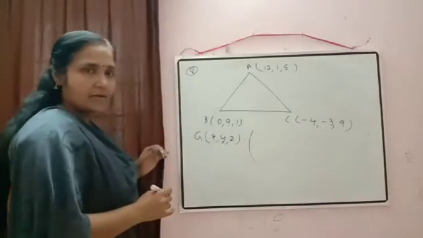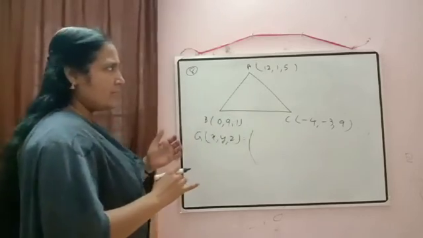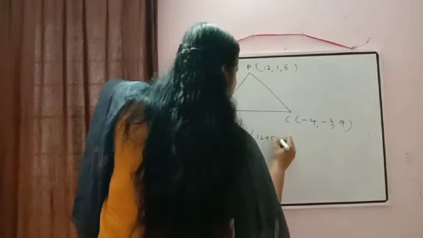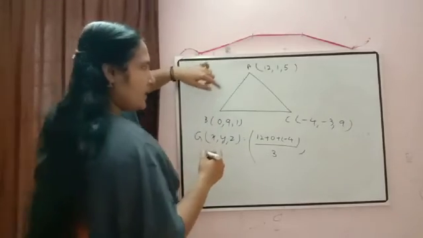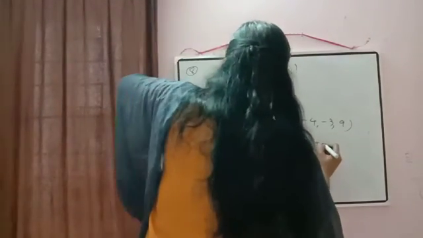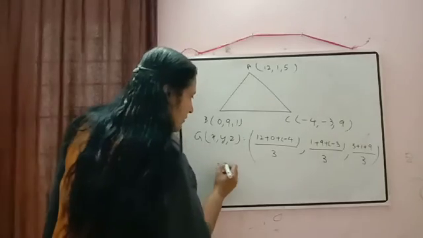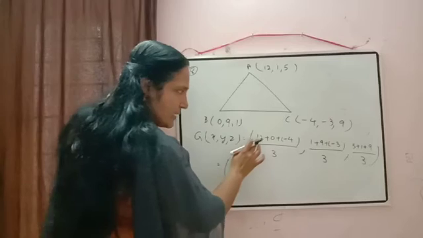We know the formula there. If you want, you can write it directly. What is that formula? (x1 plus x2 plus x3) divided by 3. So add the corresponding x coordinates: 12 plus 0 plus minus 4, divided by 3. Then add the corresponding y coordinates: 1 plus 9 plus minus 3, divided by 3. Then add the corresponding z coordinates: 5 plus 1 plus 9, divided by 3. Now we can write it down directly, doing all the work simultaneously.